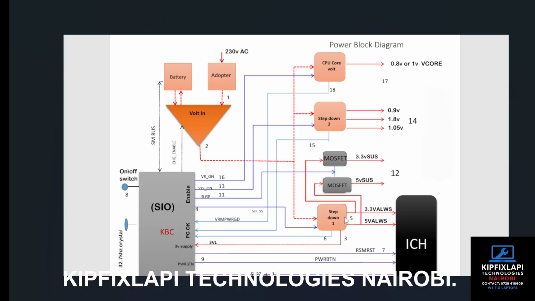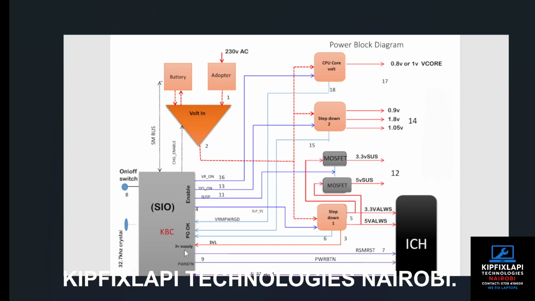And out of here, we shall have the 3.3 voltage, which is sent to power the KPC, the SIO. Yes, the SIO operates under the 3.3 voltage supply. So the maximum voltage you can find within this SIO is the 3.3 voltage. That's why you can see this voltage is coming from this step down 1. You can see the arrow. The arrow points in the direction where the voltage goes. So from here, step down 1, we have the 3.3 voltage going towards the SIO.